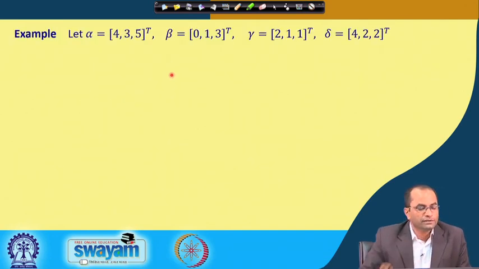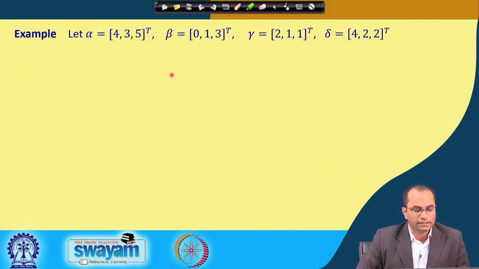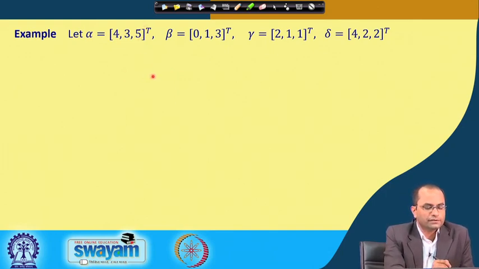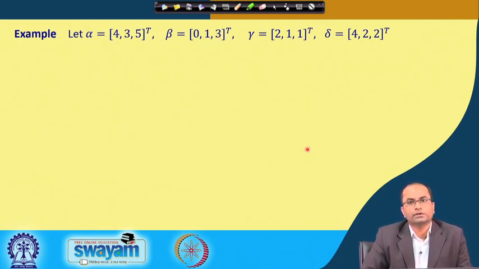So, for the example here we take these 4 vectors: alpha, beta, gamma and delta. So, here (4, 3, 5) transpose, so we have this column vector. Here also we have (0, 1, 3) and (2, 1, 1) and (4, 2, 2).